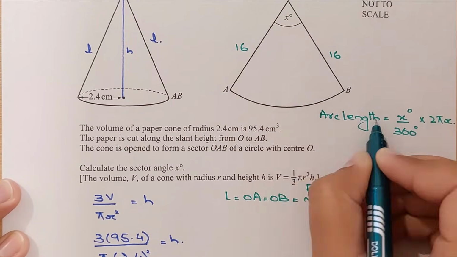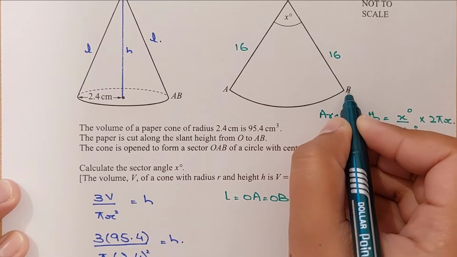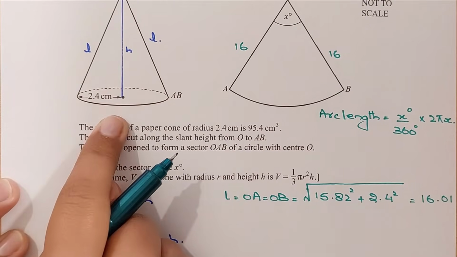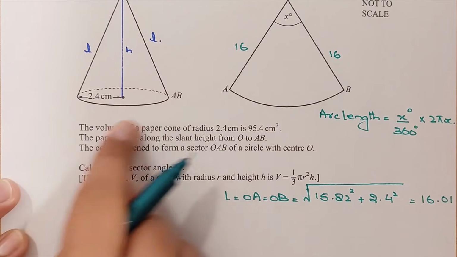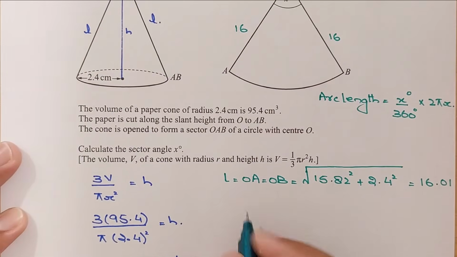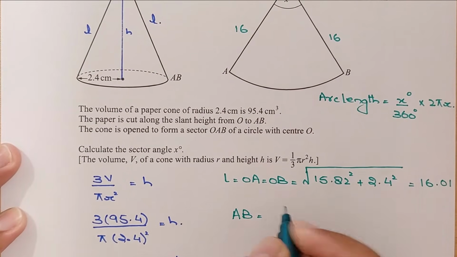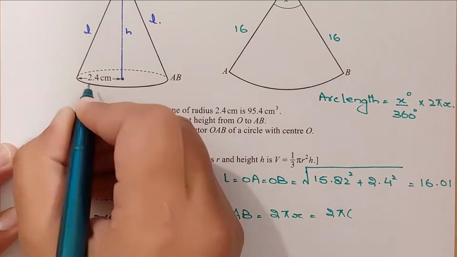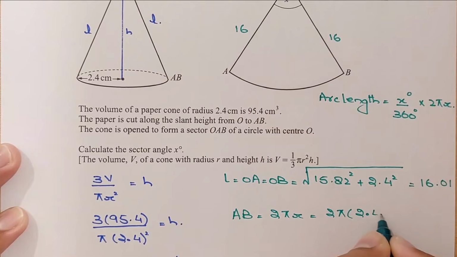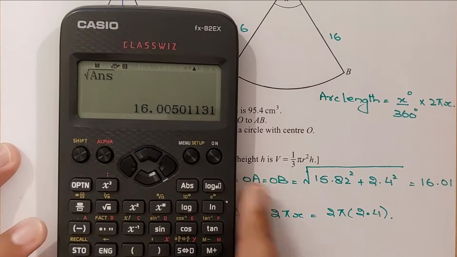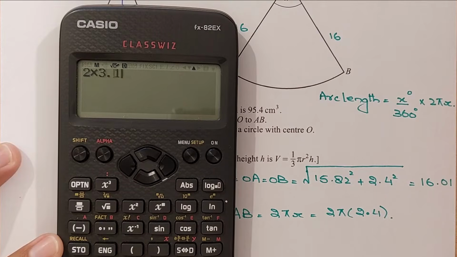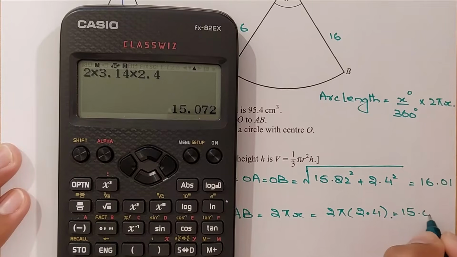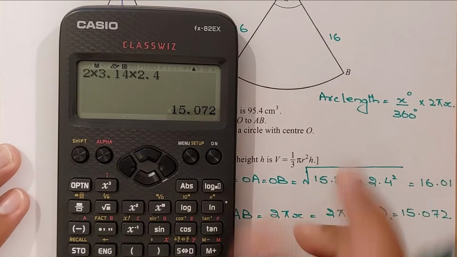We need to find the arc length. So the arc length is AB, right? So what is AB here? AB is the bottom of the cone, and the shape is circular. So this is the circumference of a circle, right? So AB is the circumference of a circle, that is 2 pi r. So we have 2 pi, and the radius is 2.4. Right, let me simplify. 2 times 3.14 times 2.4, that is equal to 15.072. This is my arc length AB.